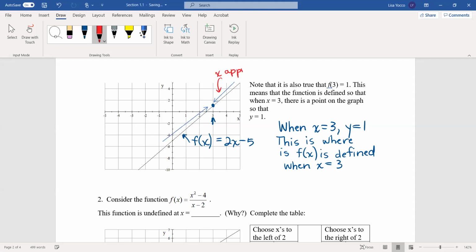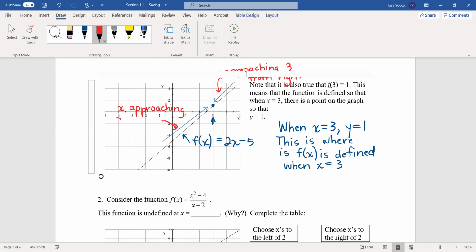And let's say x approaching 3 from the right. And over here is where x is approaching 3 from the left. All right, again, stop me if you have a question. I'll go to the next one if you don't have a question.